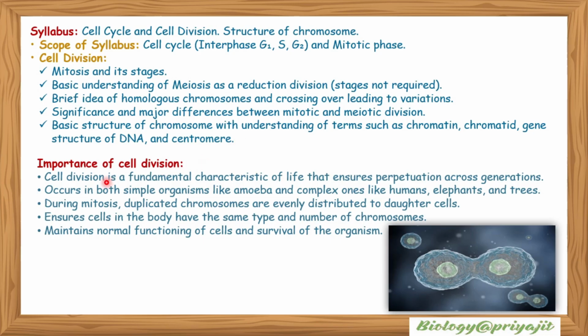Importance of cell division. Cell division is a fundamental characteristic of life that ensures perpetuation across generations. It occurs in both simple organisms like amoeba and complex ones like humans, elephants, and trees. During mitosis, duplicated chromosomes are evenly distributed to daughter cells, and it ensures cells in the body have the same type and number of chromosomes. It maintains normal functioning of cells and survival of the organism.